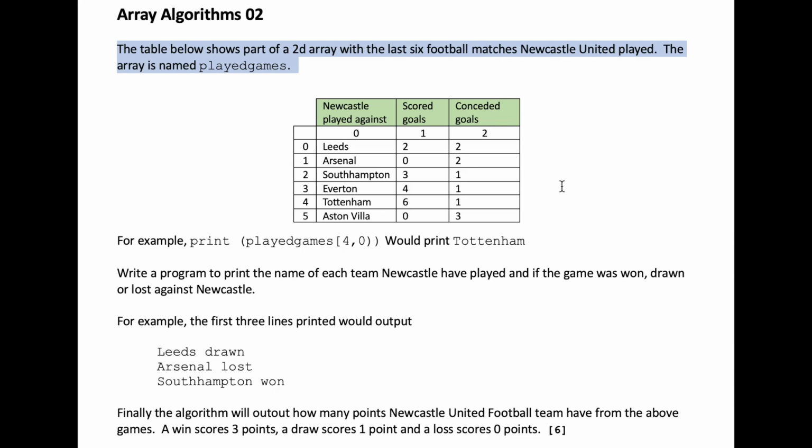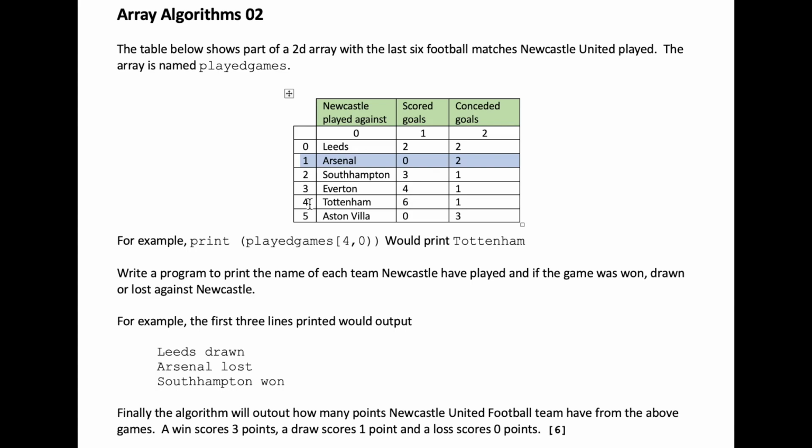So let's just first of all look at this table to ensure we understand its structure. The team that Newcastle United played is in the column with the identifier of 0. The amount of goals scored by Newcastle is in column 1. The amount of goals conceded, or goals scored against Newcastle, is in column 2. Each row represents an opposition team that Newcastle United has played.